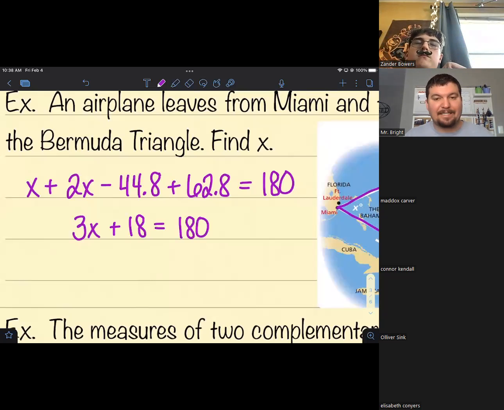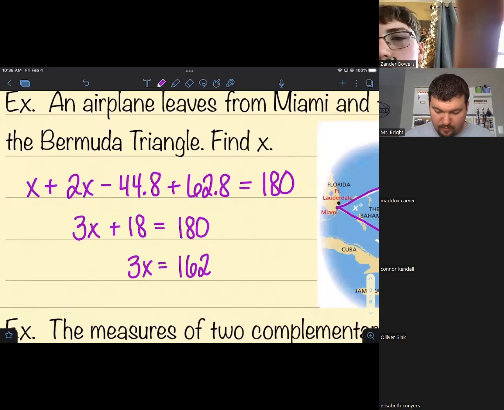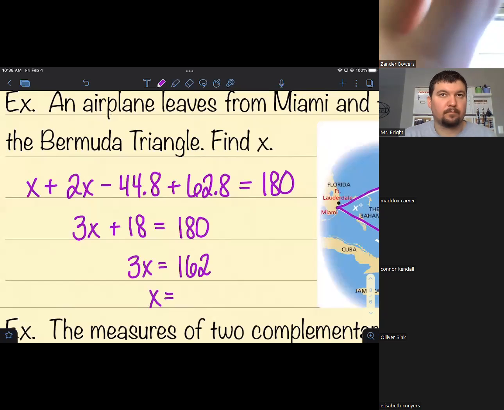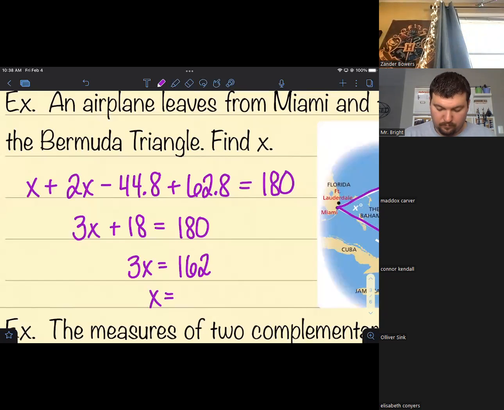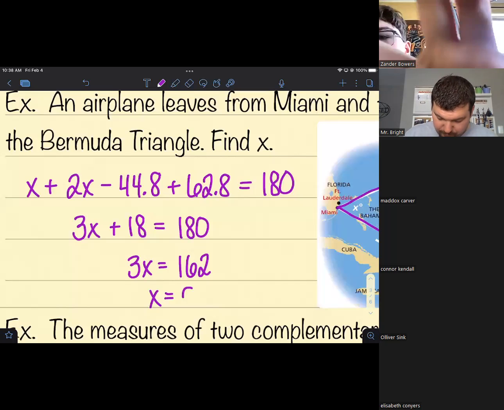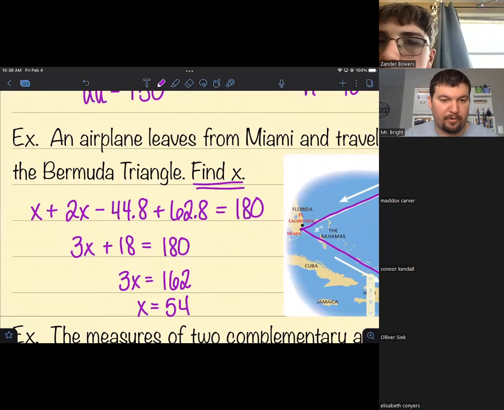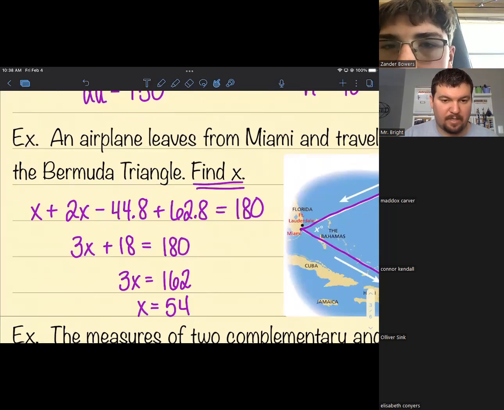All right, so 3x plus 18 equals 180. We'll subtract 18 from each side. That's going to give us 162. And then can somebody divide that by 3 and tell us what x is? 54. Okay. And then reread the instructions. It says find x. So I'm done. I don't have to label it with a degree symbol. If it says what's the measure of that missing angle, then I would have to use a degree symbol and possibly do a little bit more work if x wasn't by itself already.